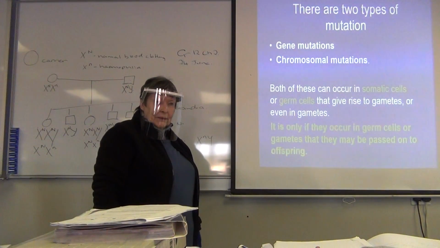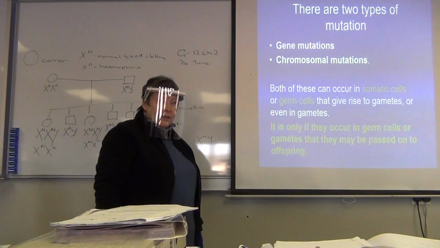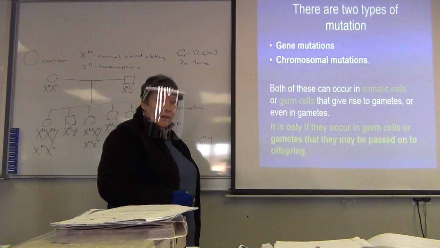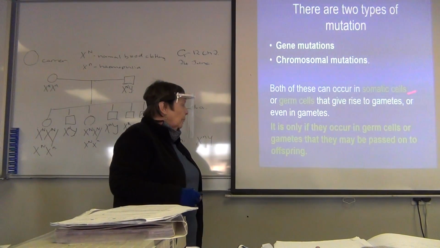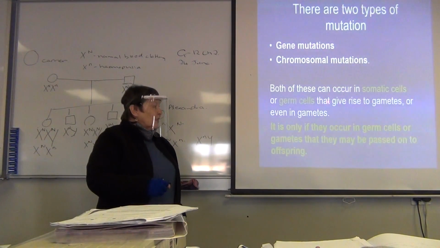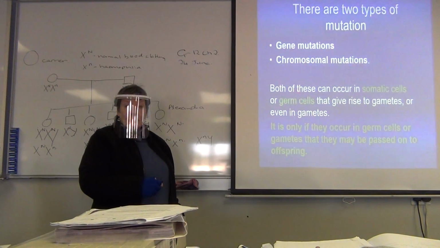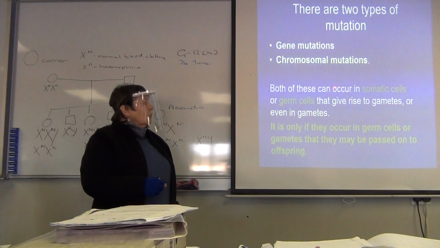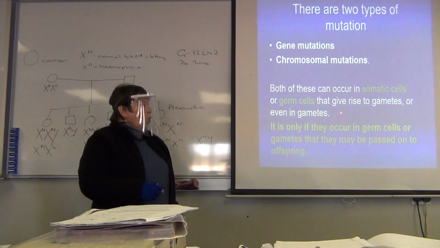It's a body cell. It's not a gamete. It's not a sex cell. Okay. All right. And an example would be a liver cell. Good. Well done. Or germ cells. And germ cells are the same as germinal epithelium. Germ cells give rise to gametes, or they could even occur in gametes.